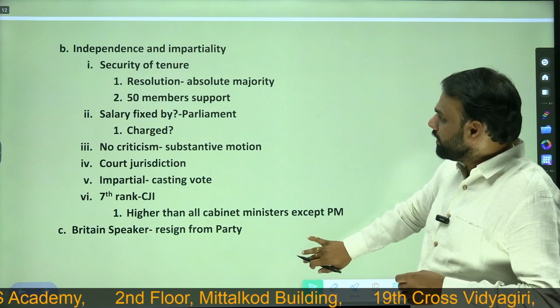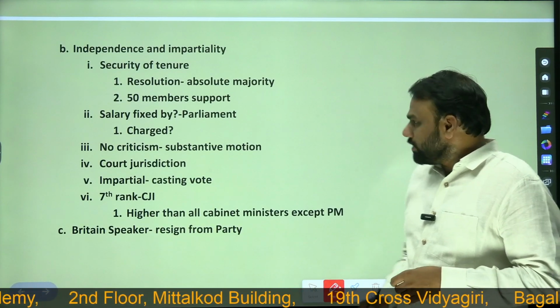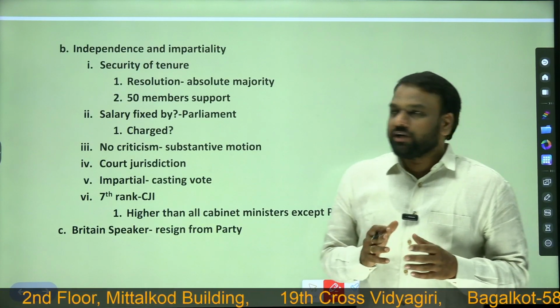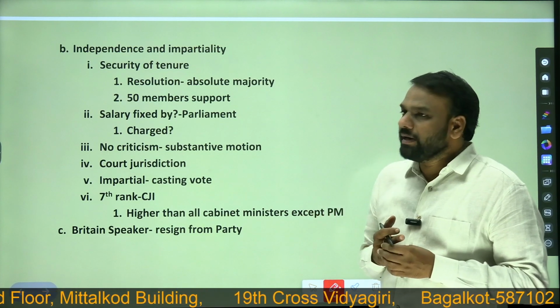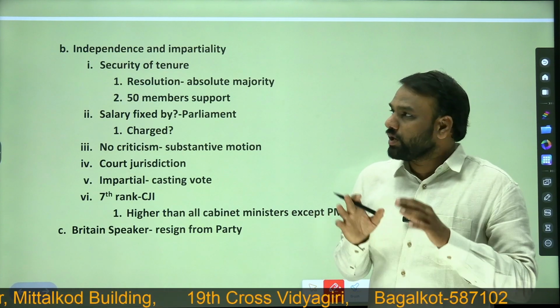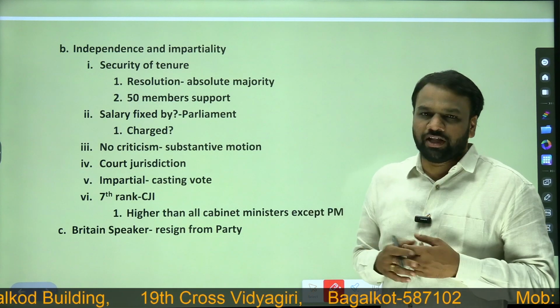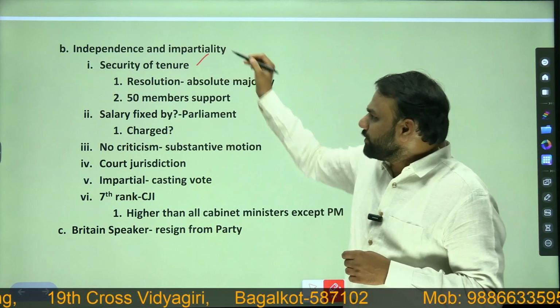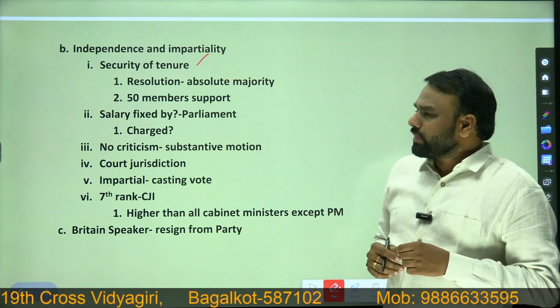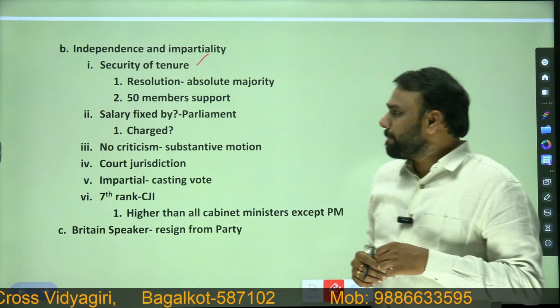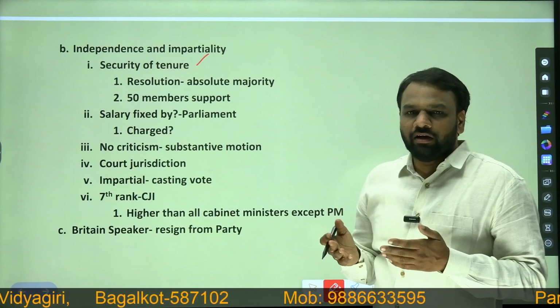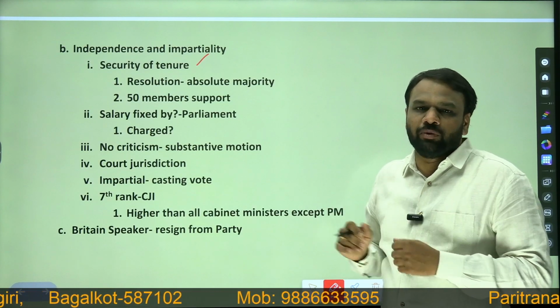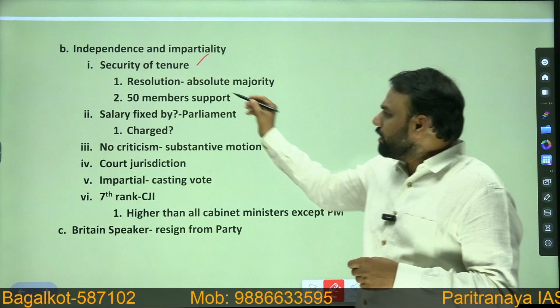Next, the speaker is always expected to be independent of the political party. In order to ensure his independence and impartiality, there are certain provisions in the constitution. What are they? Security of tenure. Security of tenure means once he has been elected, it's very difficult to remove him, because in order to remove him we need a resolution.